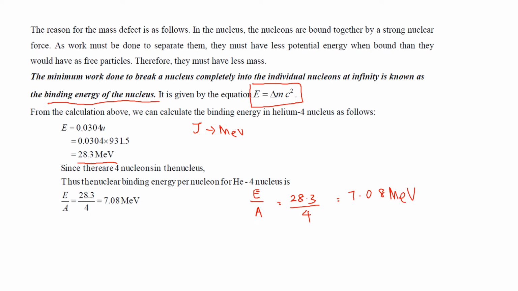Normally, for binding energy we state the answer in mega electronvolt, while for the Einstein relation we state the answer in joule. Why do you need to convert to MeV? Because when it comes to the graph of binding energy per nucleon, the graph is in MeV, so you need to understand how to convert from joule to MeV. I hope that is clear.